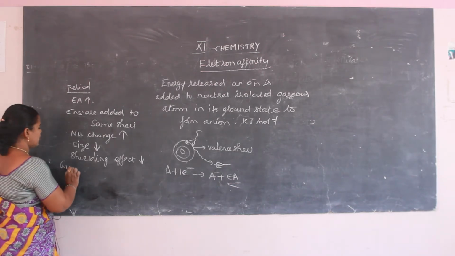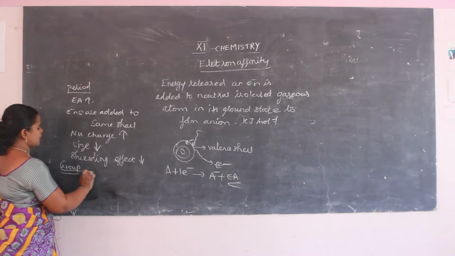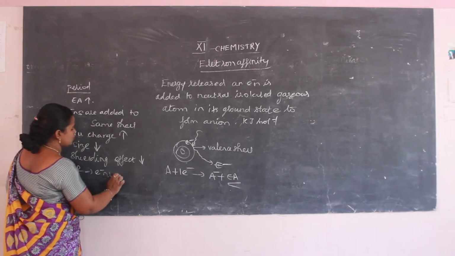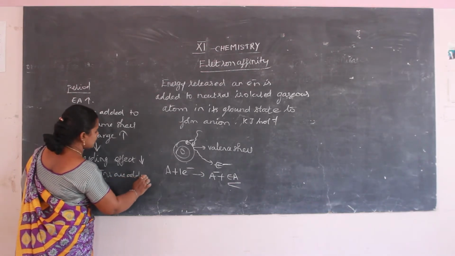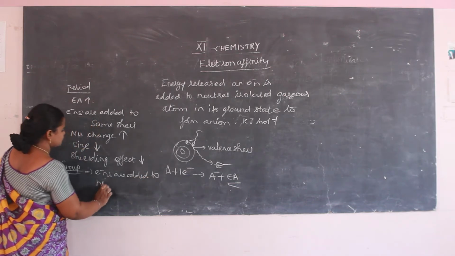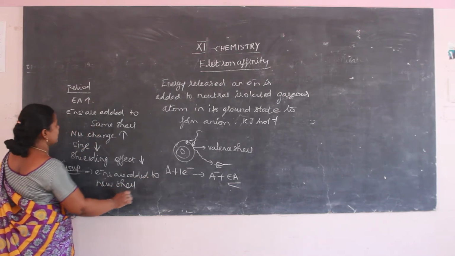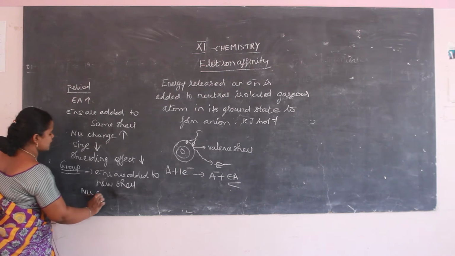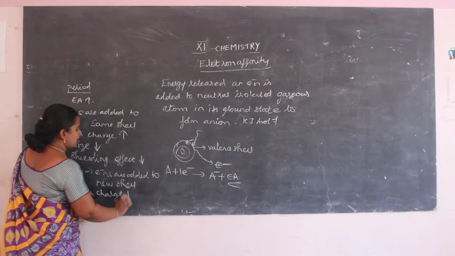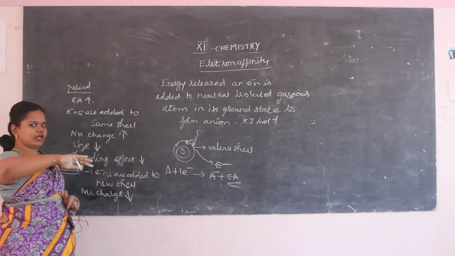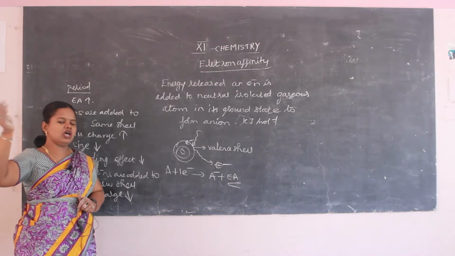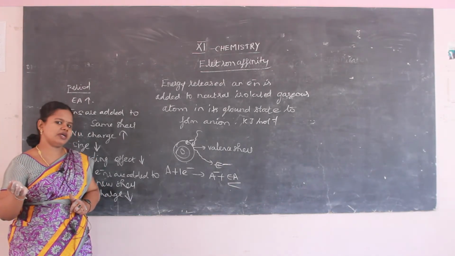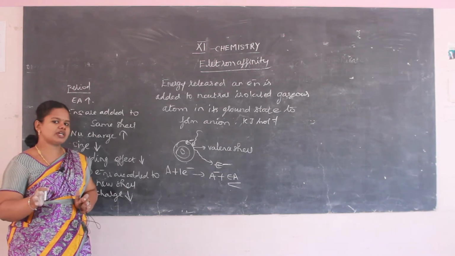In group, the same reason you have to write: electrons are added to a new shell. Nuclear charge decreases. Why? Because the distance between the nucleus and the valence shell increases. Nucleusக்கு valence shellக்கு இடையில உள்ள distance அதிகமாகுது. அப்ப nuclear charge என்னாகும்? குறையும்.